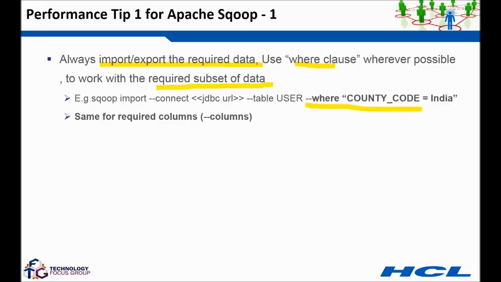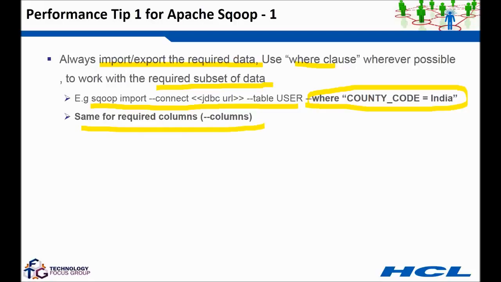Always use this particular parameter. It can be nested definitely, I've just given a simple example. So use sqoop import, connect, whatever is your JDBC URL, the table name and the condition. In the same way, always specify the columns with the hyphen columns parameter, whatever you call it.